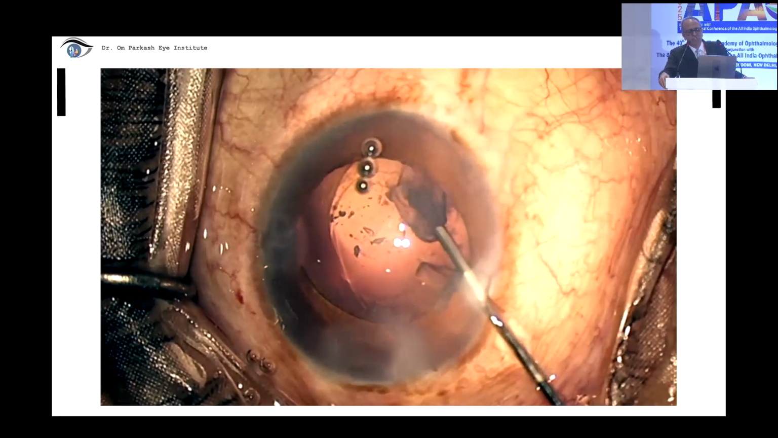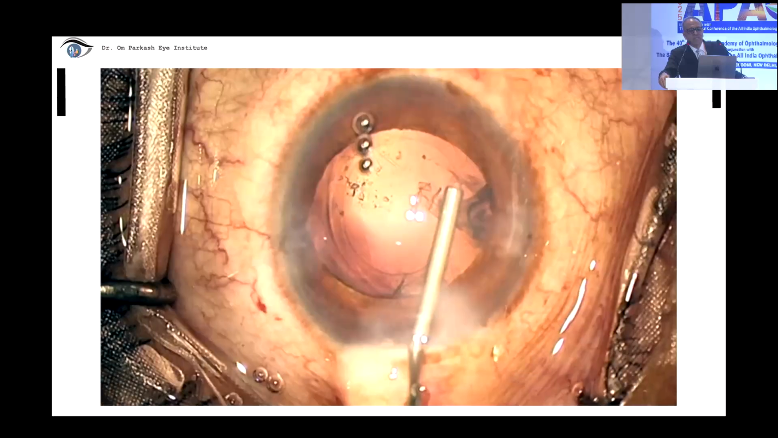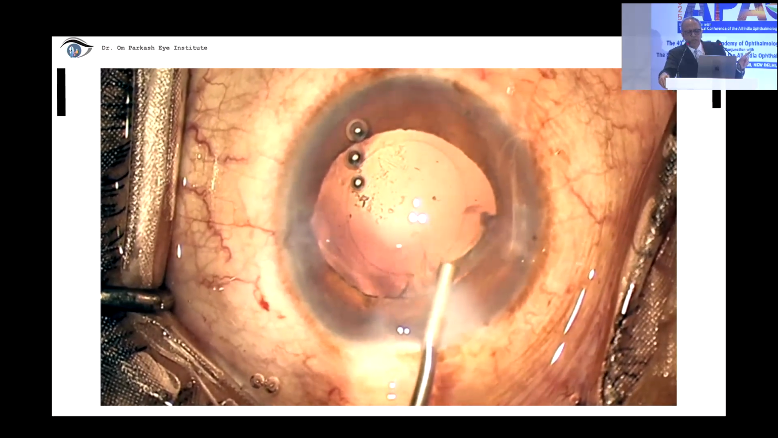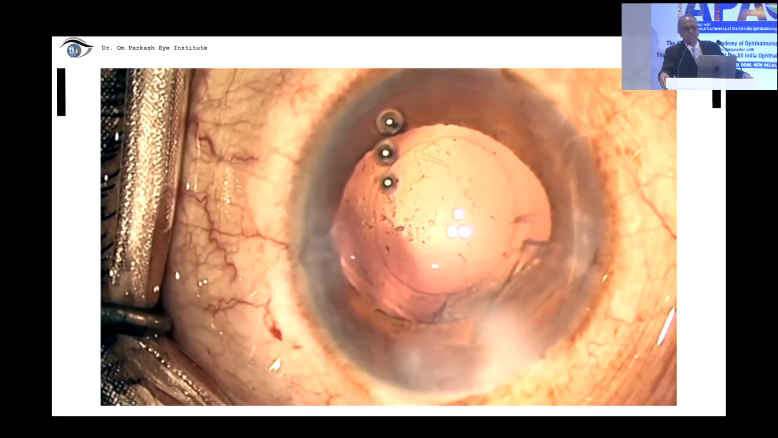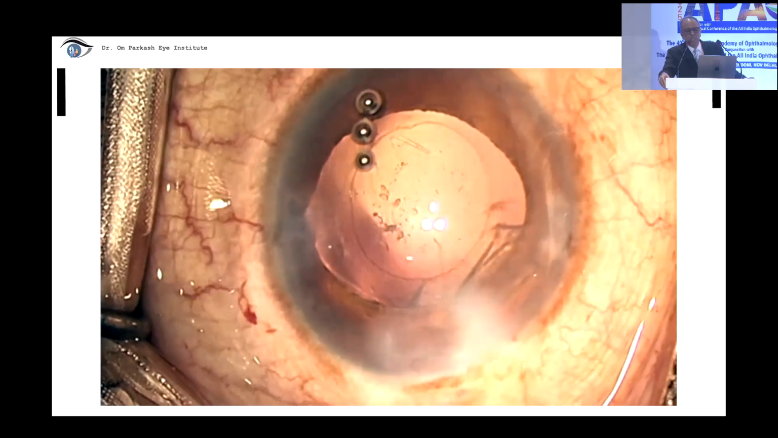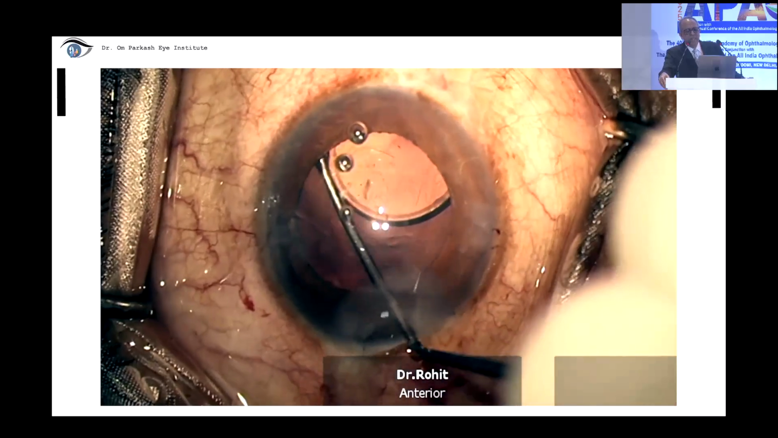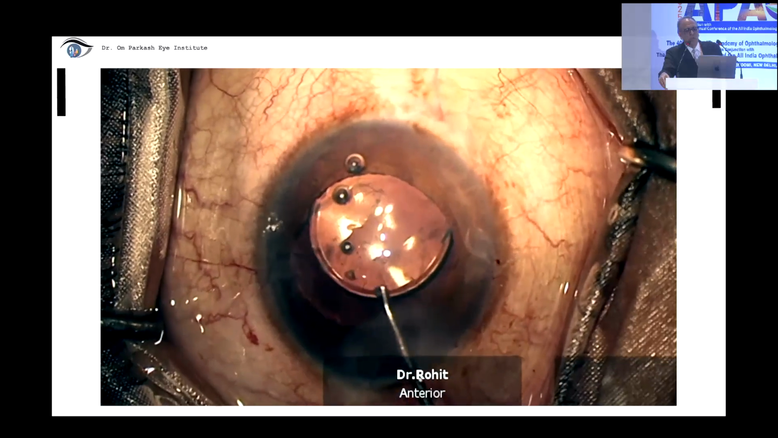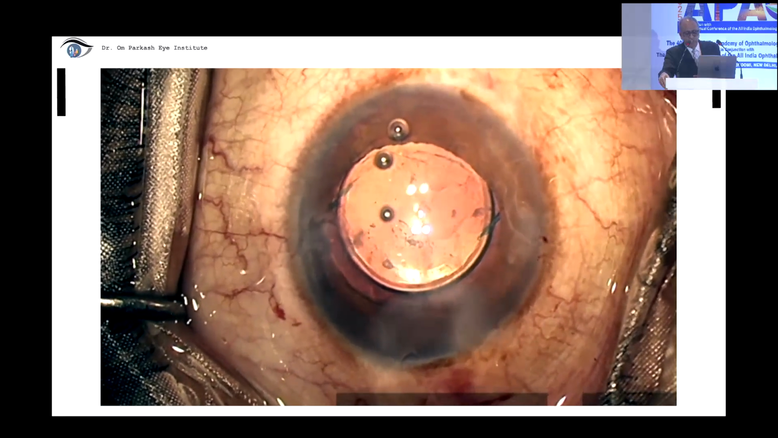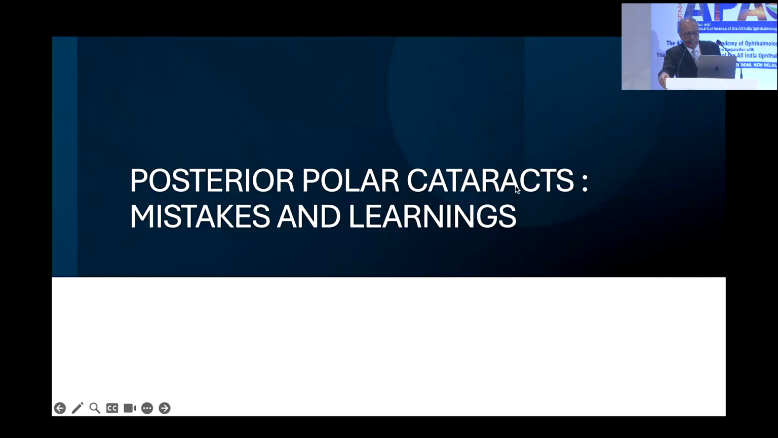So that was done. Once that was done, then I thought of implanting. I could have rounded off the posterior capsular punch which was there, but instead I thought that I'll go ahead, and I did an optic capture, and the surgery was completed. So there's another learning in this patient.